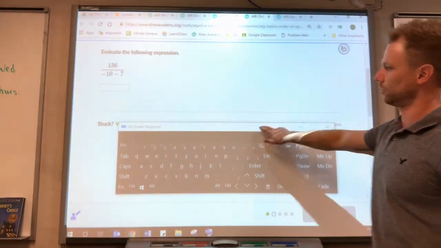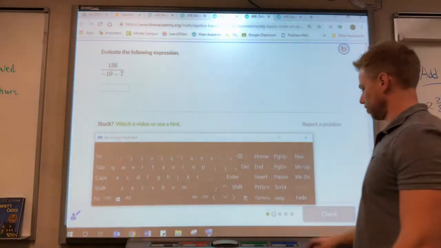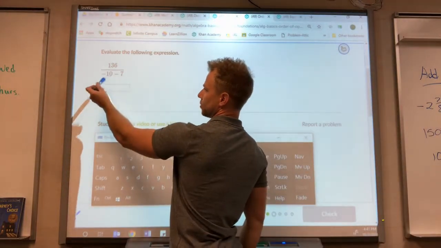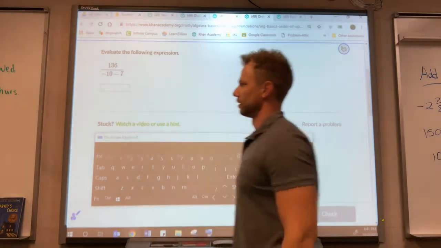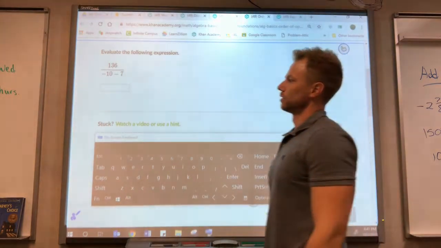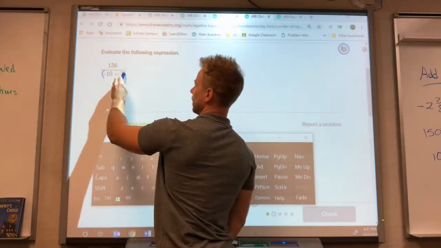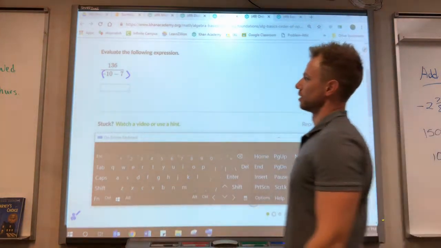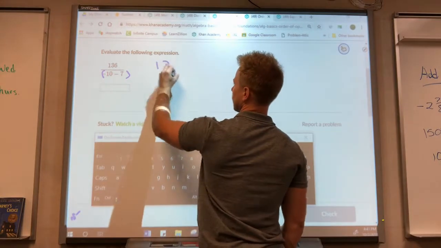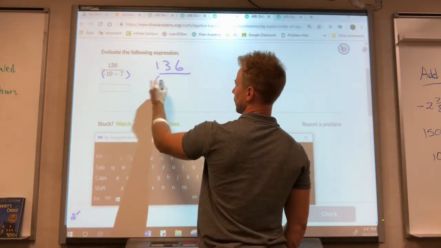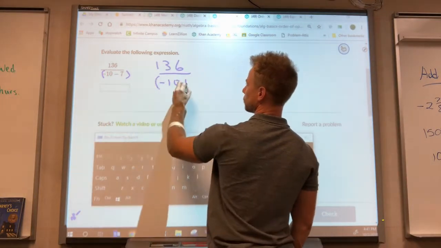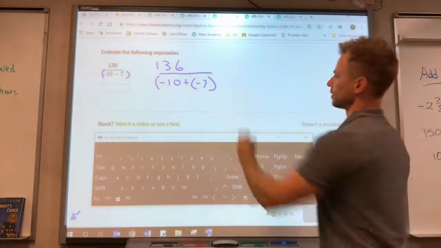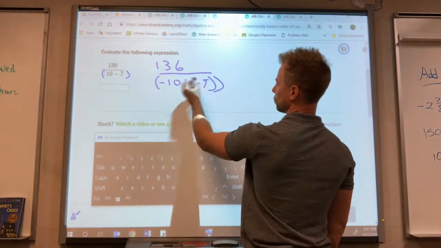Okay, now we're doing a little work with order of operations as well. When you are dividing, you first have to simplify what's in the top or the bottom. So we have this negative 10 minus 7. We can kind of think of that as being in parentheses. So I'm going to rewrite that: 136 divided by negative 10. We don't like to subtract, so we add a negative like that. And then we can follow our rules.